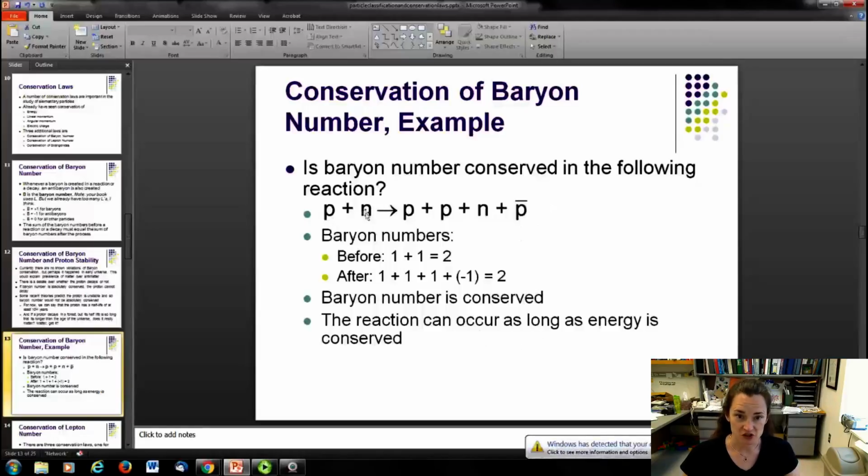So protons and neutrons are baryons, so they have baryon numbers of +1. On the left-hand side, you have a proton and a neutron, which is a baryon number of 1 + 1, which would equal 2 for the baryon number on the left-hand side. Now, on the right-hand side, you have 2 protons and a neutron. That's 1 + 1 + 1, which is 3.